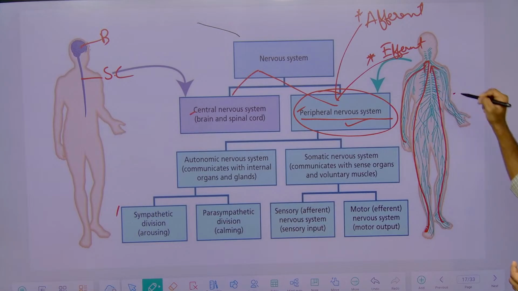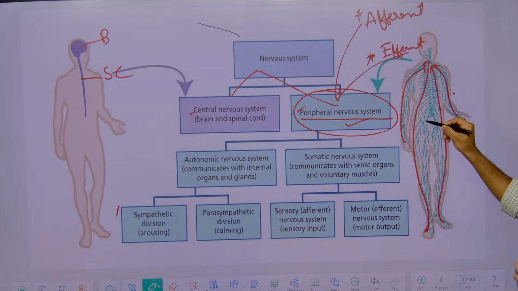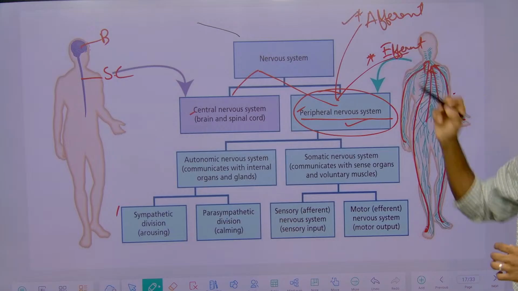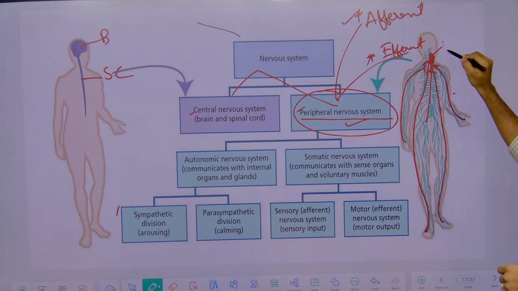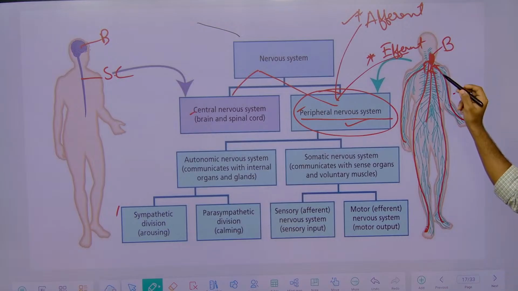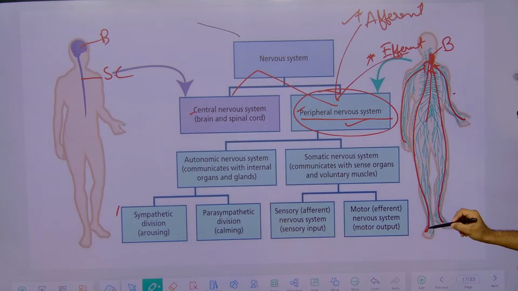From the hand to the brain, from the legs, from different parts of the body. So what are these nerves called? Afferent, right? You have to make the center. This is the brain. To the brain, some nerves are connected, and these nerves bring the information from different areas of the body and take it to the brain. This is called afferent nerve fibers, right?